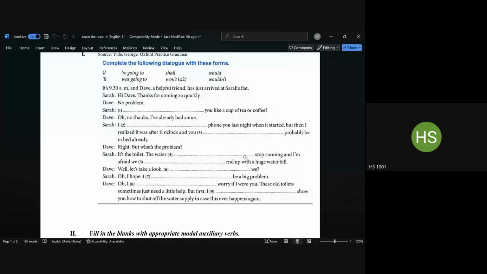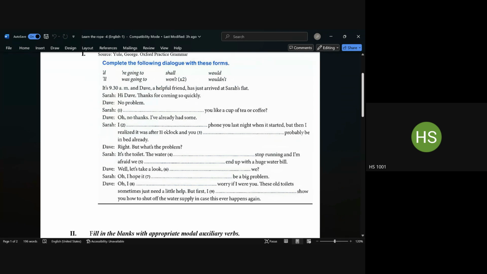Dave: Well, let's take a look. Dash we? Shall we? So shall is used to show what? Obligation, or formal permission? Formal permission, right? Shall we? Sarah: Oh, I hope it won't be a big problem. So we have exhausted both the uses of won't.